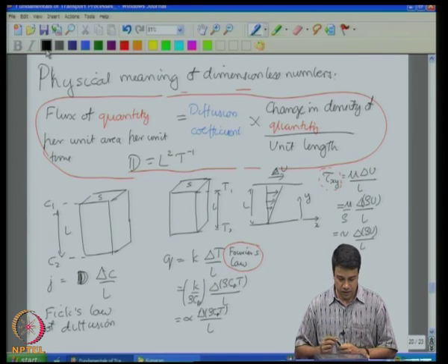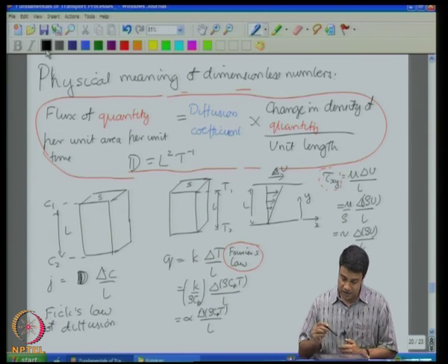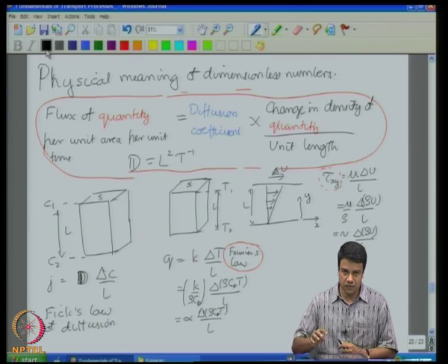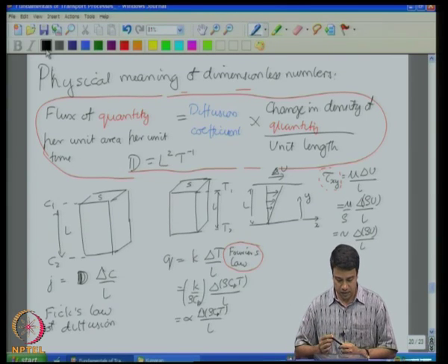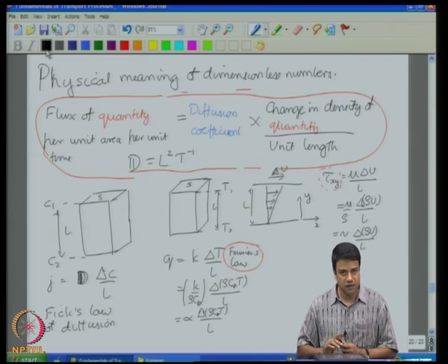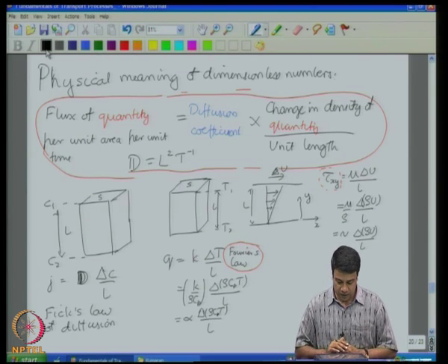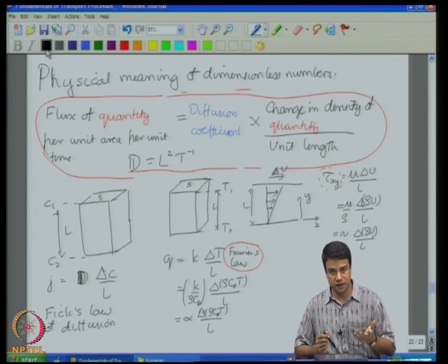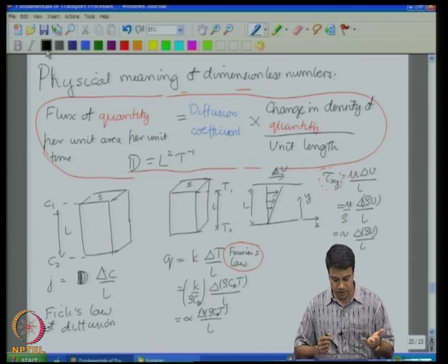Now, in my diffusion equation, I said that the flux of a quantity per unit area per unit time is equal to a diffusion coefficient times the change in density of that same quantity, quantity per unit volume, the change in that density per unit length. So, in this case, the density is the energy density. I have got k times delta T by L, but I have to express it in terms of the change in the density of energy, and energy has to be written as rho Cp times T. So, the change in rho Cp times T divided by L.